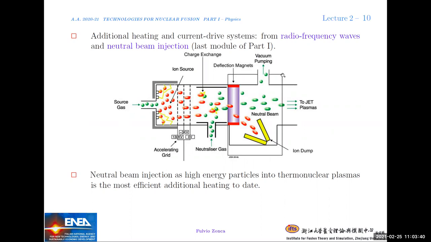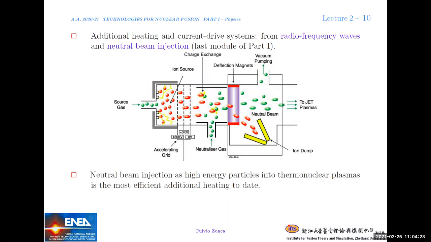So these mechanisms are something that I cannot treat in detail in this lecture. And the reason is that the interaction of radio frequency waves is quite a complicated subject that deserves a number of lectures by itself. So I did not put additional material for that. I think that perhaps you will have special lectures for this type of phenomenology. I will tell you though a few more words about the neutral beam injection.